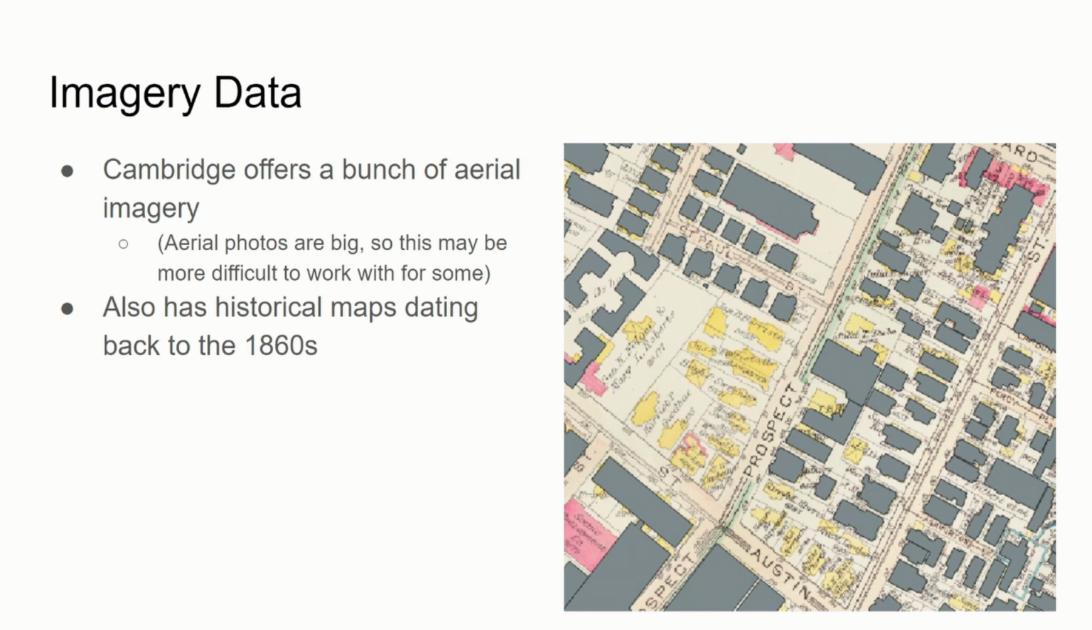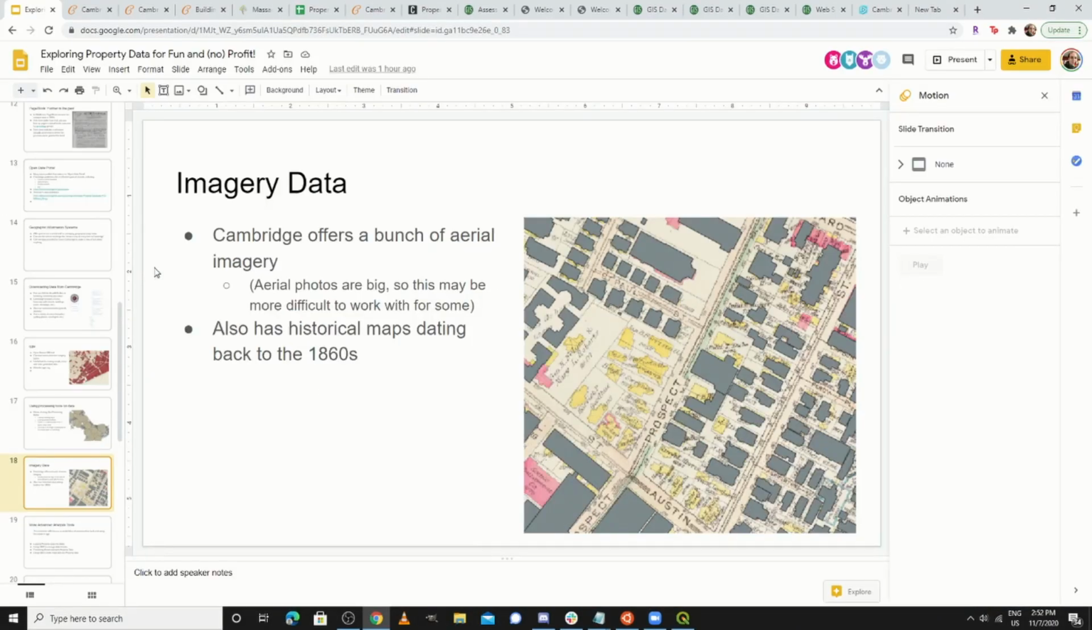Is there any information about ownership, such as a map showing all the buildings that Harvard owns, something like that? So there isn't really. We'll get into that a little bit in the next section.